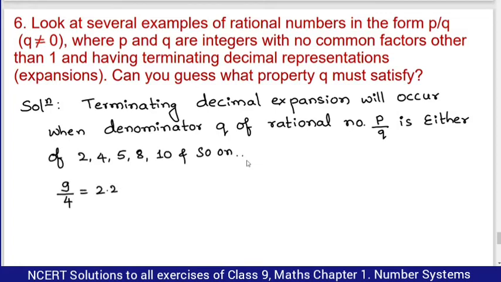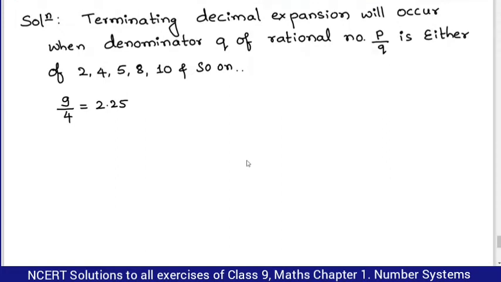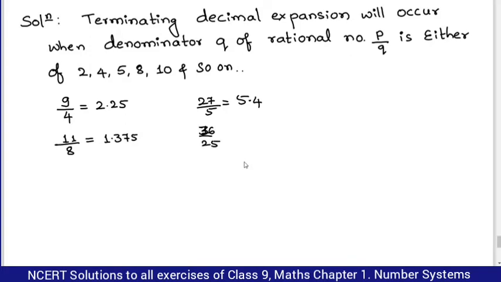We can take some examples. 9 by 4 is equal to 2.25. 11 by 8 is equal to 1.375. 27 by 5 is equal to 5.4. 36 by 25 is equal to 1.44. Then 7 by 125 is equal to 0.056. 29 by 16 is equal to 1.8125.